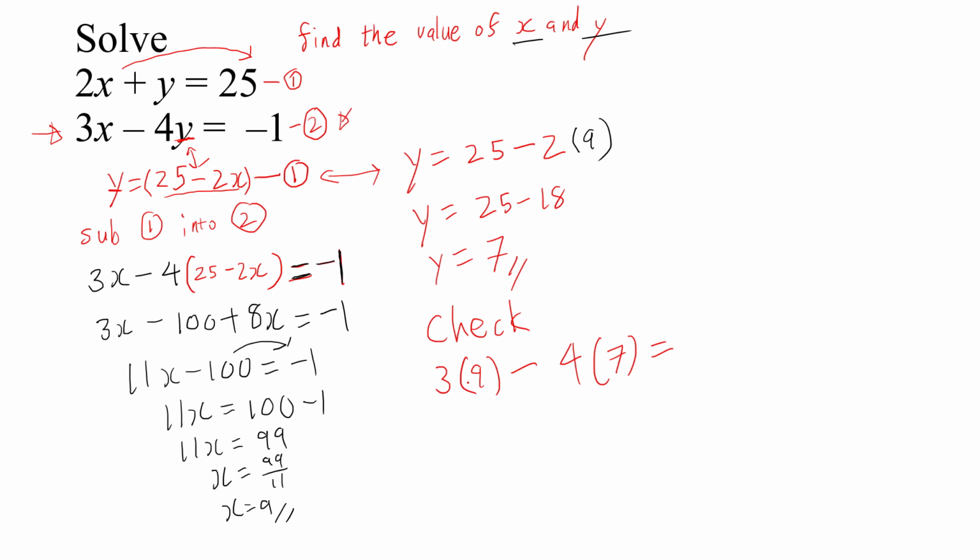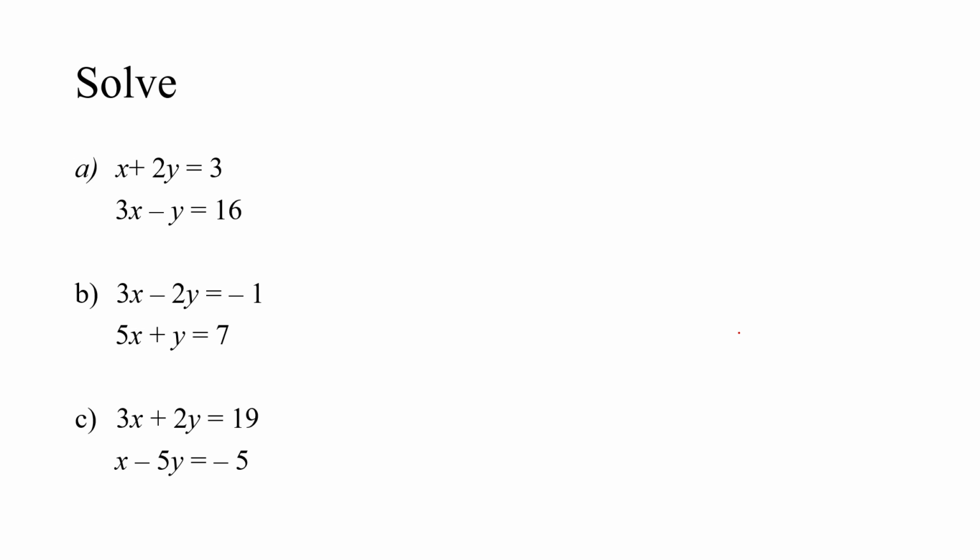So 3 times 9 is 27. 27 minus 28 is equal to negative 1. So since this one is negative 1, then bingo! I am right. Okay, so I will give you 3 questions.